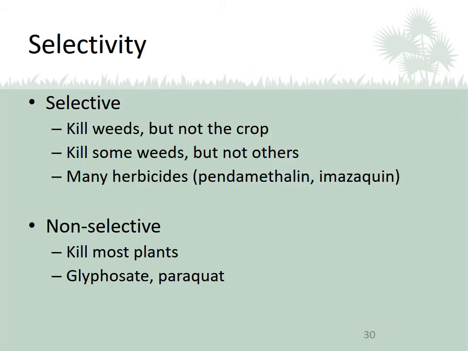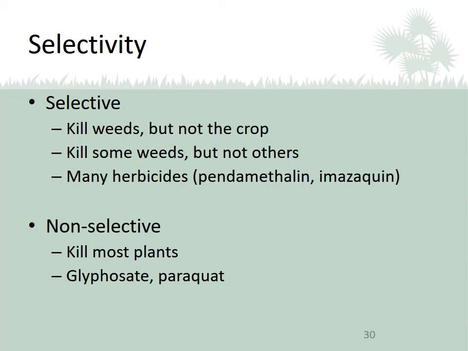Selectivity is a very important component of herbicides. Some herbicides are designed to be selective, which means that ideally it's going to kill the weeds but not the crop. Obviously, if you're spraying an herbicide on your lawn, you want it to kill the weeds that you want to kill, but you don't want to kill your grass. Selective herbicides may kill some weeds, but not others.